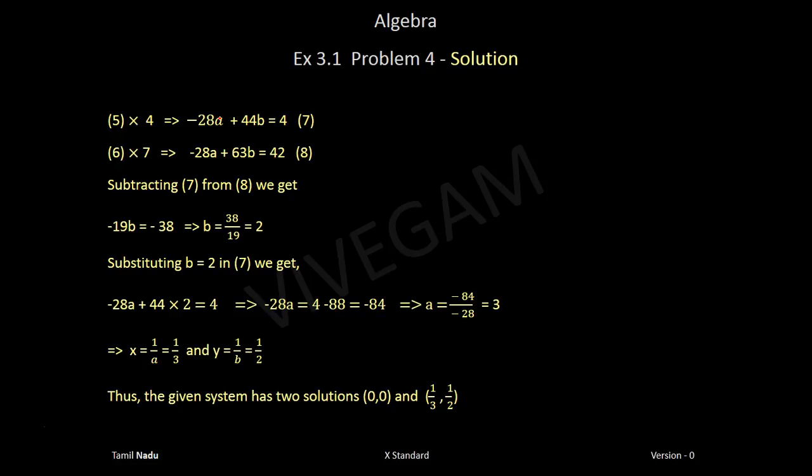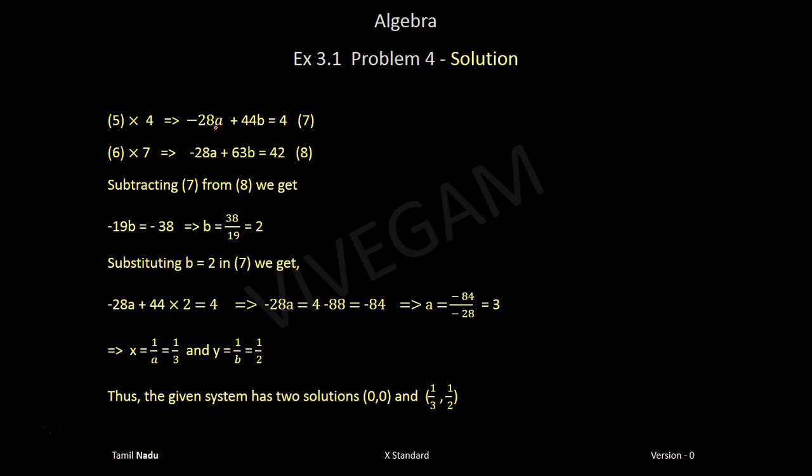Now you see the coefficient of a is minus 28 in both the cases. They are equal in magnitude and same in sign. So we will have to subtract. So subtracting, this is equation 7 and this is equation 8. So 7 minus 8. Okay, I'll just change this.